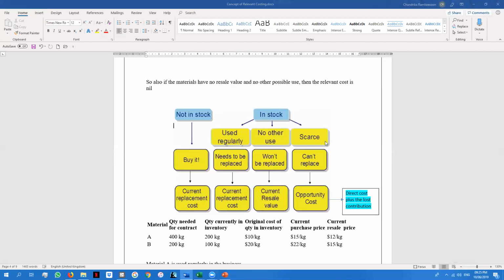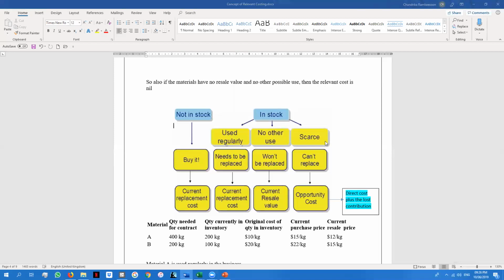This last one though, let's assume that the 500 kilograms to be used on the special job are used right now in production. We've got some in stock, but they are scarce. In other words, we've got about 600 kilograms in stock. Remember, they are regularly used in production.